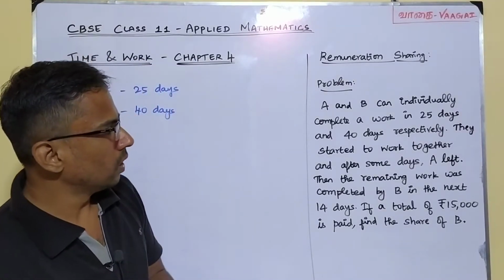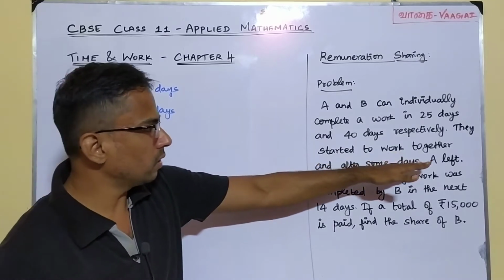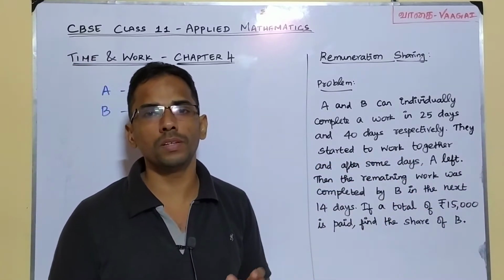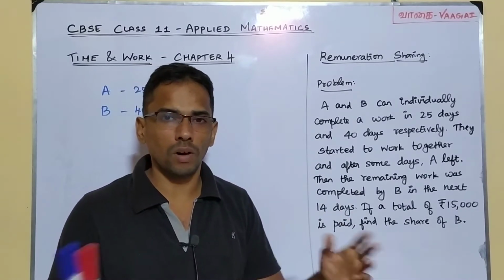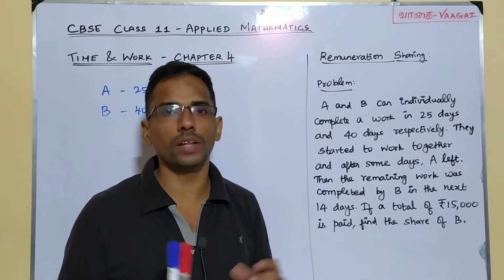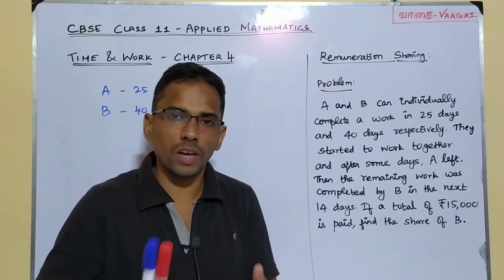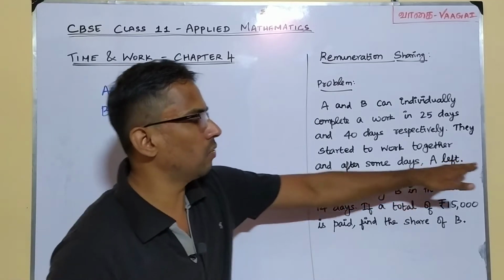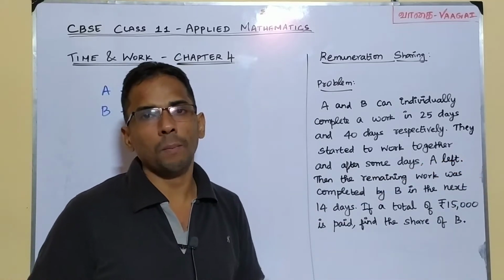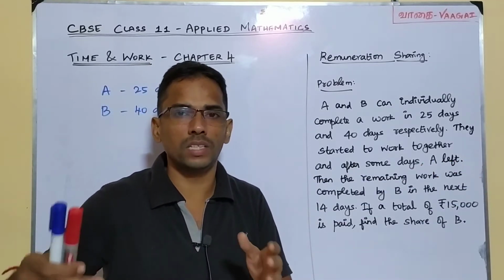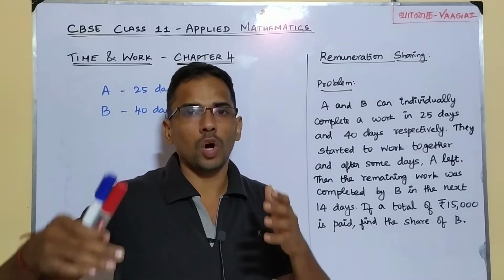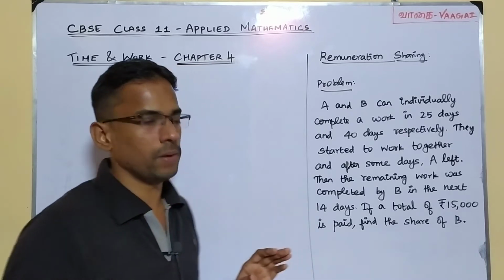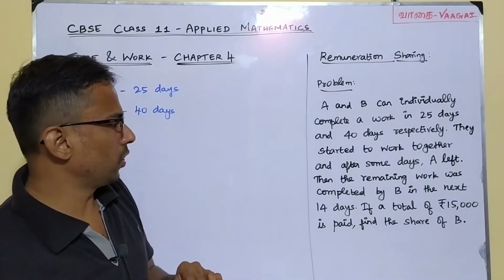Continue. They started to work together and after some days A left. What do you mean by this? They both started to work together, they are working for some days, and after that, A is leaving. But we are not sure how many days that initial number of days is. How many days they are working together, we have no idea. Let it be, and continue.